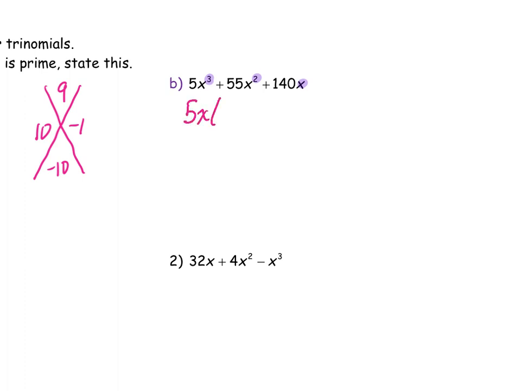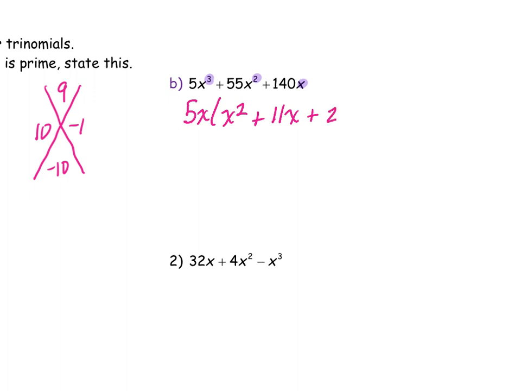So if I take 5x out of 5x cubed, I get left with x squared. Yeah, so this is where our dividing comes in handy when we think about this. So if I take a 5x out of 55x squared, I get left with 11x. Good. And if I take 5 into 140, let's see. I need my calculator for that one, you guys. You probably already figured it out, but let's see.